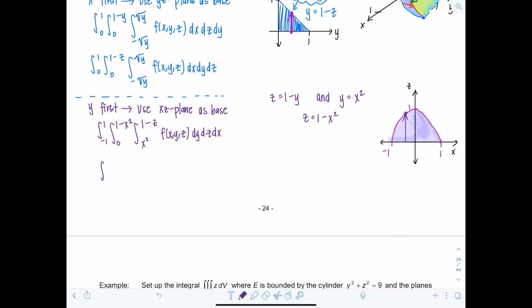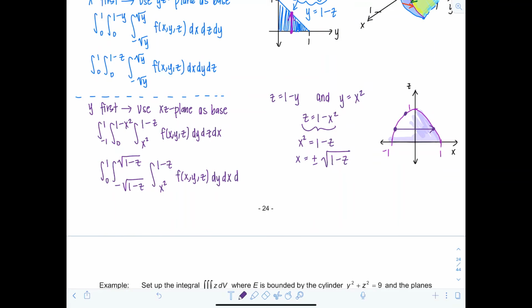Last ordering, we're going to have limits for z on the outside. So z is going to range, these have to be constant, from 0 to 1. X is going to range, notice, from the left-hand side to the right-hand side of the parabola, from there to there. So I have to rearrange this so that I have x squared equals 1 minus z. So x equals plus or minus rad 1 minus z. So the lower limit's going to be the negative radical, and then the upper limit's going to be the positive radical. And then keep the limits for y the same. So x squared to 1 minus z, f of xyz dy, and then this is dx dz.